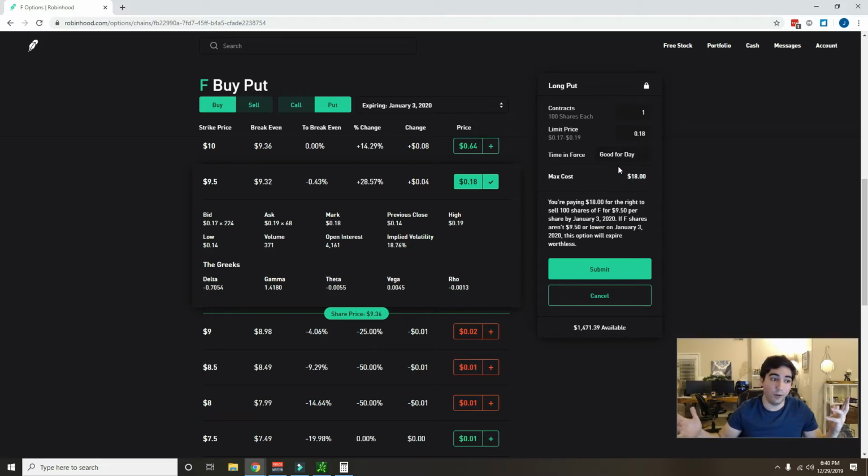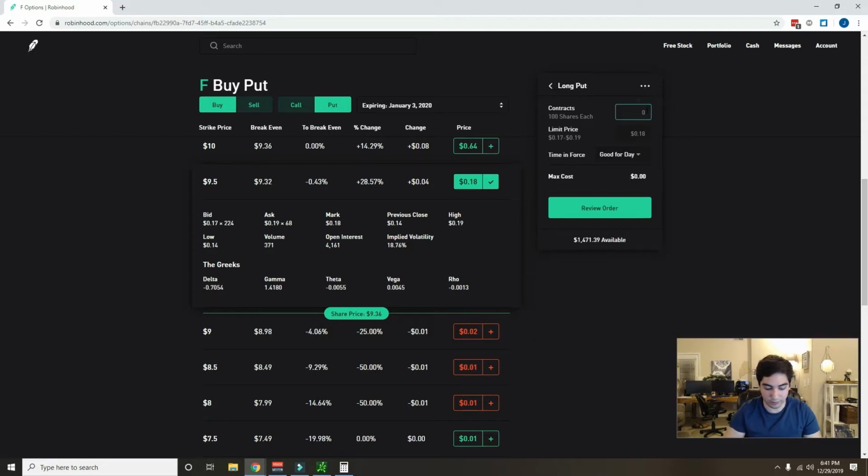So in the scenario where the stock dropped $5, instead of losing $500 when you're holding 100 shares, you'd buy this contract for $18, put it into effect when that scenario happens, which is called exercising the contract, and you get your full $9.50 a share for all 100 shares. If you have 1,000 shares and want the same type of contract, you just put 10. If you had 200 shares, 2 contracts. A contract is 100 shares. So that is the way to use a put option for insurance.